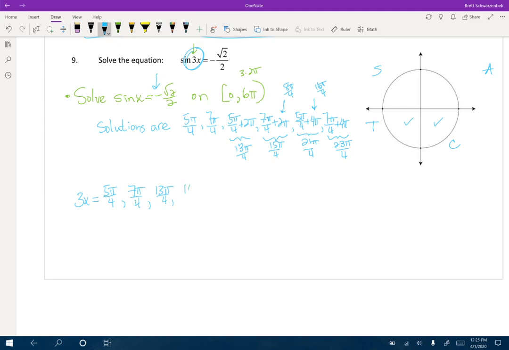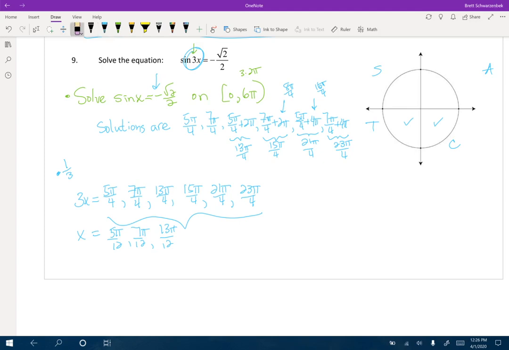So let's say 3x was equal to all of these in separate problems. What would we have to do? We would have to divide both sides by 3, which is the equivalent of multiplying by 1/3. So we need to take all of these and multiply by 1/3. So what do we get when we do that? We get 5 pi over 12. We get 7 pi over 12. We get 13 pi over 12.